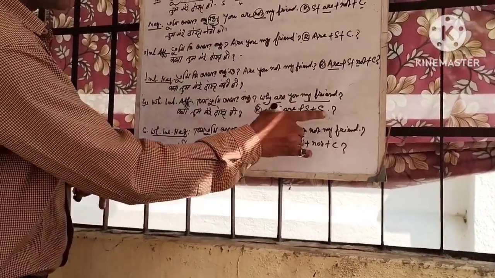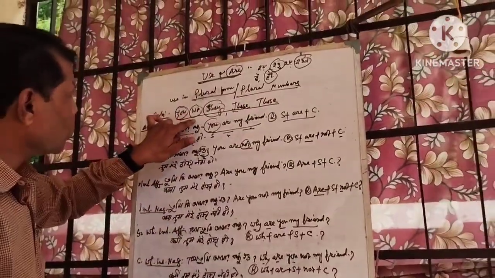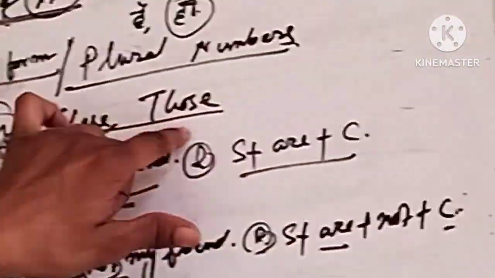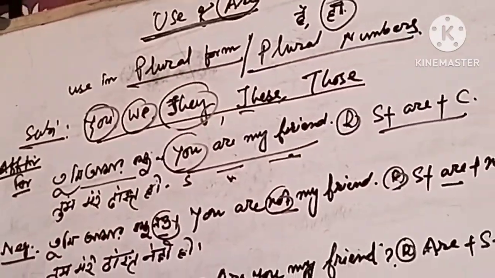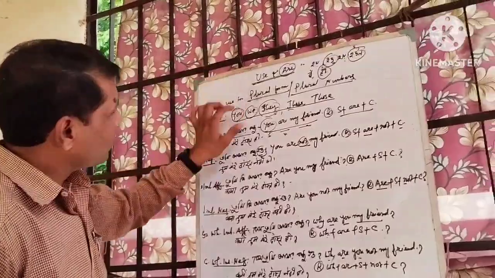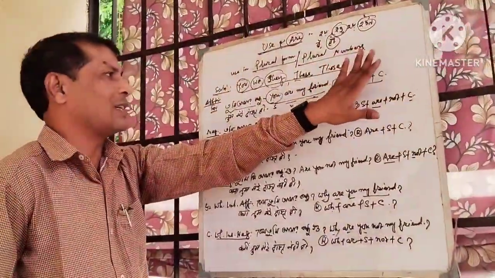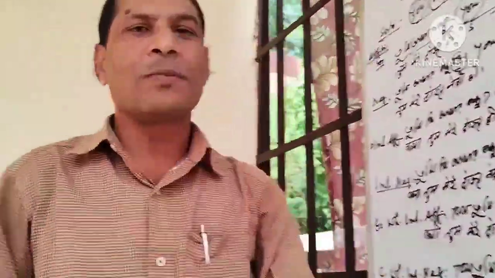Why are you not my friend? Same way, you will use who, they, these, those, any plural subject, and use are. This is the easy way. And this structure is also given there. You may make many sentences from this structure. There are 6 structures there.